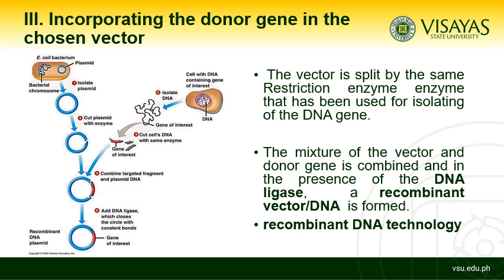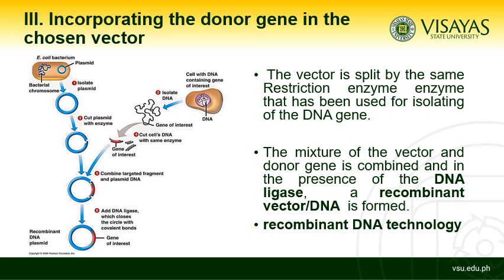Our next step will be to cut both the vector as well as the gene of interest by using the enzyme restriction endonuclease. Again, a restriction endonuclease is an enzyme that cuts double-stranded or single-stranded DNA at a specific recognition nucleotide sequence, which we call the restriction sites. Our gene of interest has restriction sites, as well as our plasmids.